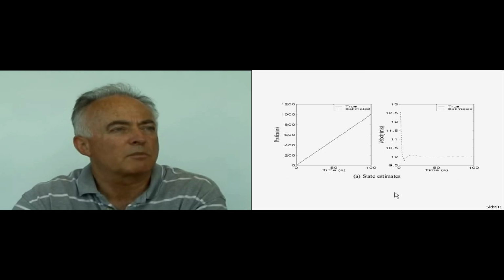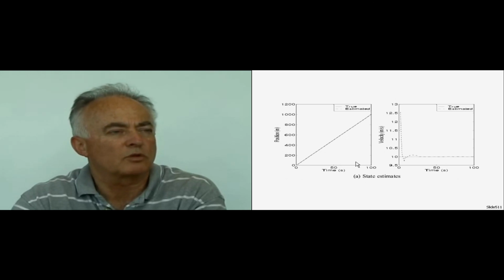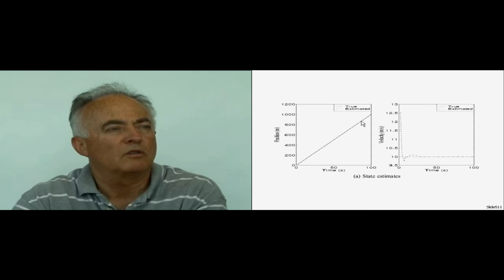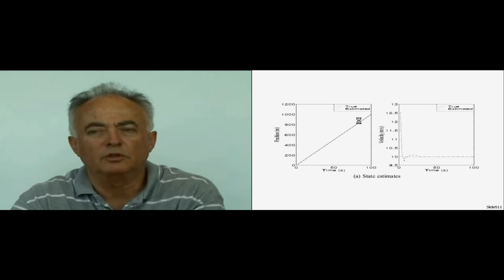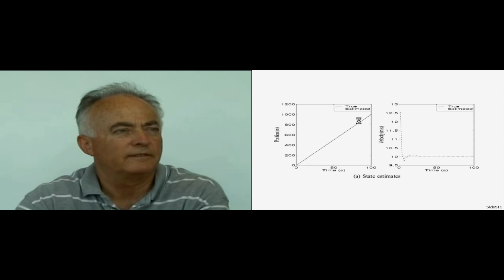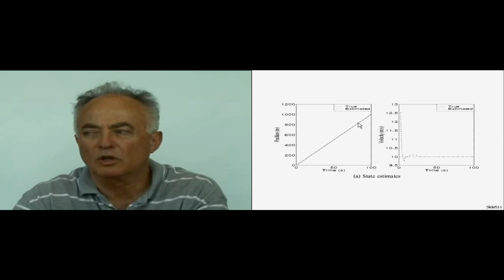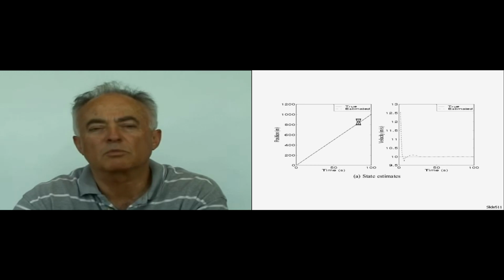Here we have an example of state estimates in position versus time. The true and the estimated are pretty much overlapping in this case. It's just a scale of the picture. If you magnify it, you can end up with better distinction, a slight difference between the true position and the estimated position.